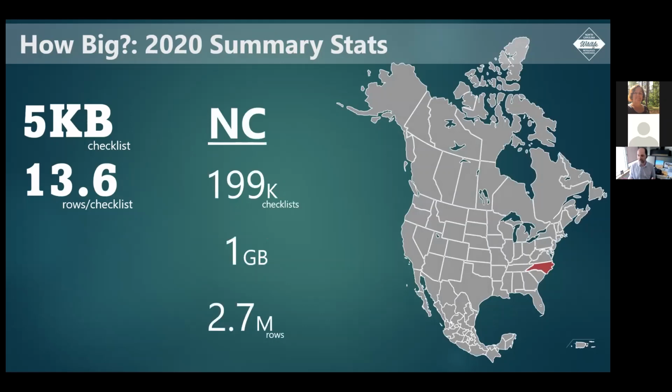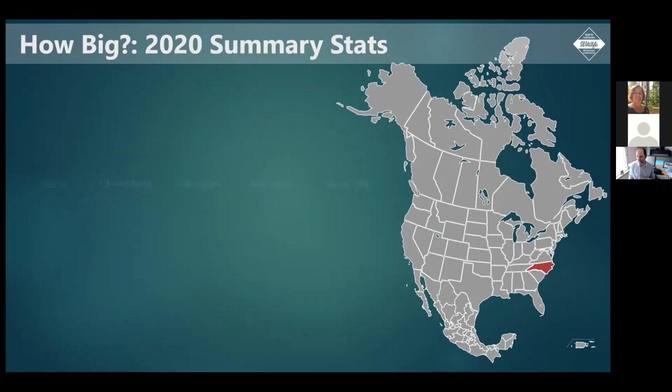So in North Carolina, for instance, this is 2020 data only. We had 199,000 checklists, which takes up about 1 gigabyte of space, and that's 2.7 million rows. If we compare that to other states, here's the North Carolina data. I also looked at some of the trends here. It's fascinating to me to see how some of these trends are different from state to state. We're up 44% in checklists, 23% in eBirders from 2019 to 2020.